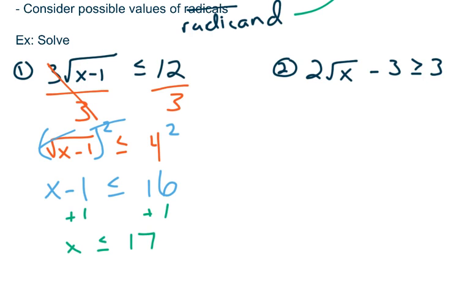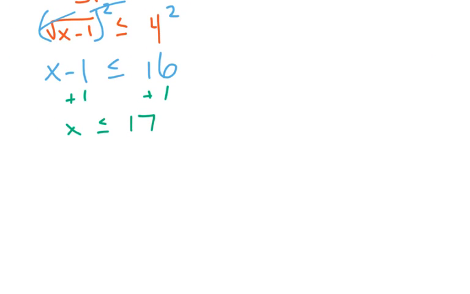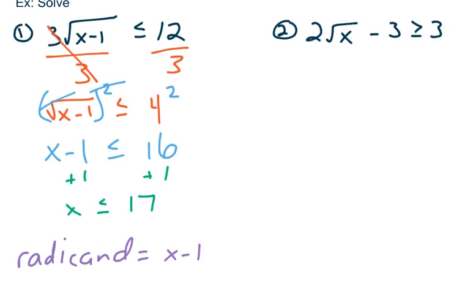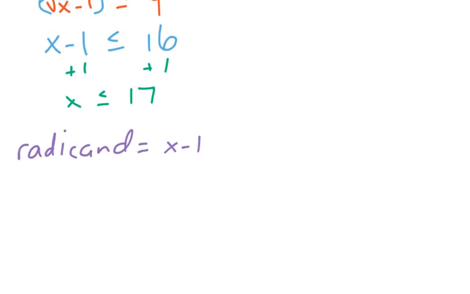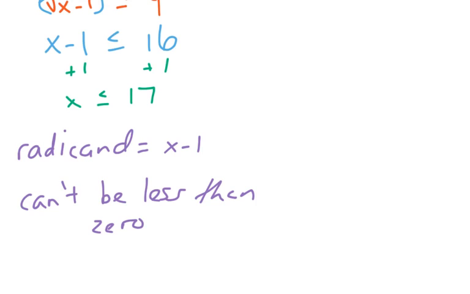And I'm actually going to write this in purple. Okay, so the radicand in this example is x minus 1. And since we're talking the square root of x minus 1, the radicand can't be less than 0. Because if it was less than 0, then we're taking the square root of a negative number, and it's not going to work.